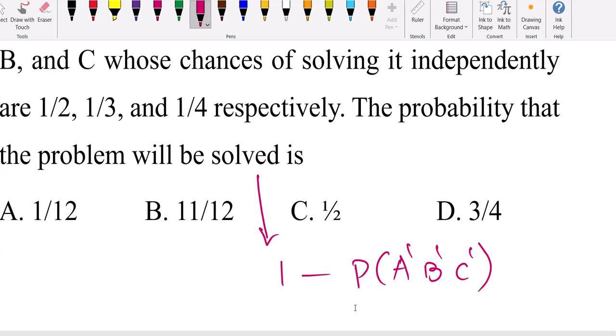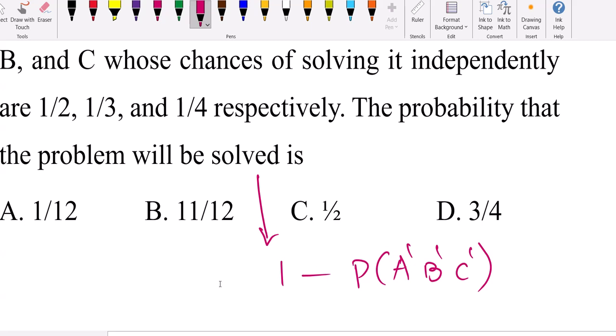So why can't you do it directly, sir? Yes, you can do it directly, but it will take more time. Only one person solved means A solved while B and C did not, or B solved while C and A did not, or C solved while A and B did not. That's one case. Maybe two people solved: A and B solved and C not, B and C solved and A not, A and C solved and B not, or all three people solved. All these cases you need to work out. It will take time. Instead, this is easy: 1 minus no one solves the problem.